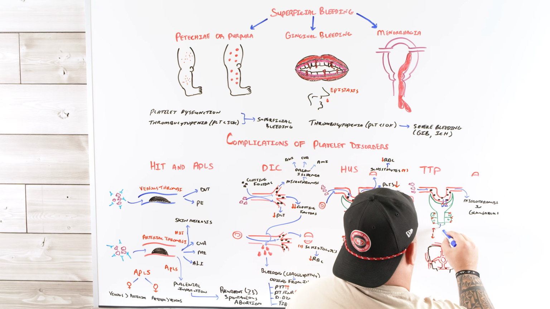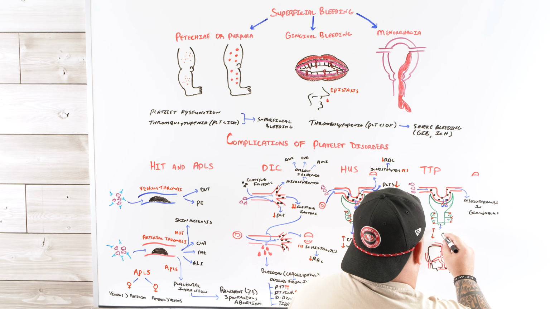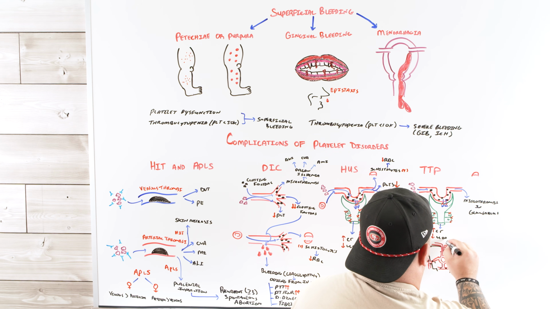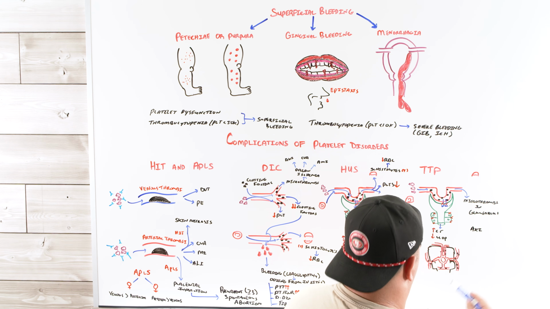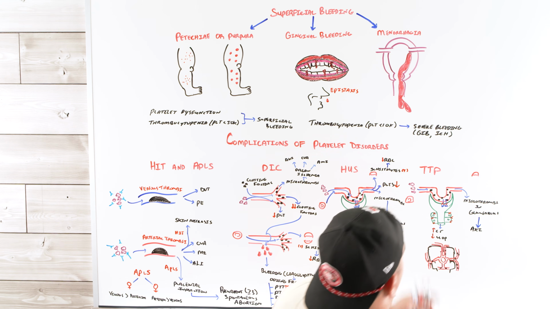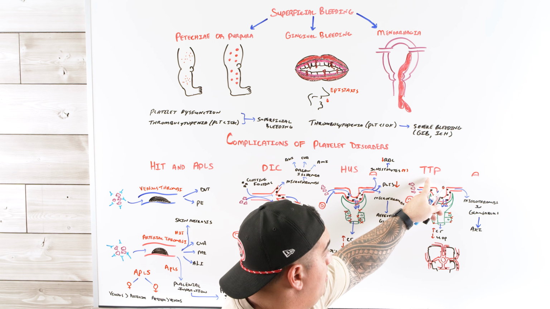So your ability to make good urine and to clear waste products is going to be impeded, and the patient will get an AKI. And this is because of all those clots that they're forming there. All right? But this was due to the ADAMTS13 autoantibodies.